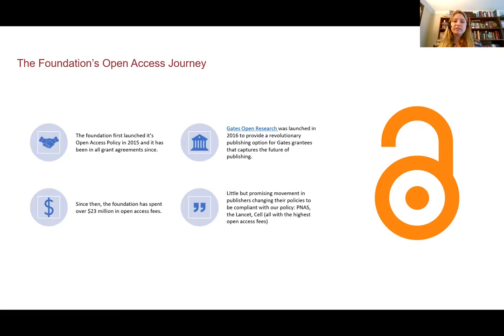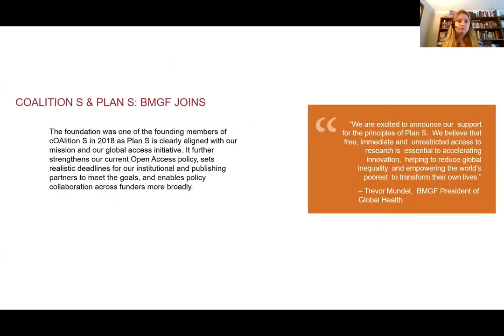Our policy in the beginning was very much a goal: if there's an open access option, we would pay for it. We saw little but promising movement in some of the publishers changing their policies to become compliant options for our grantees. But sadly, sometimes those changes also came with the highest open access fees.